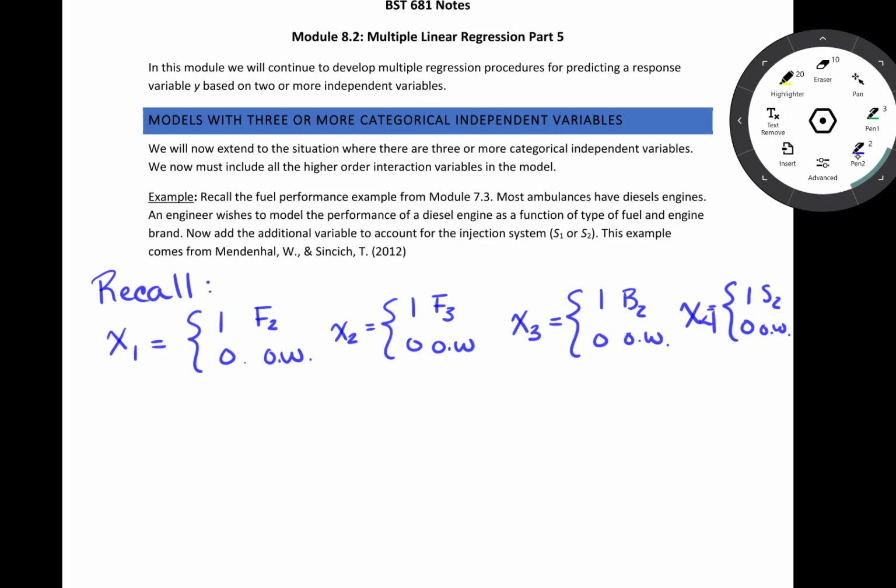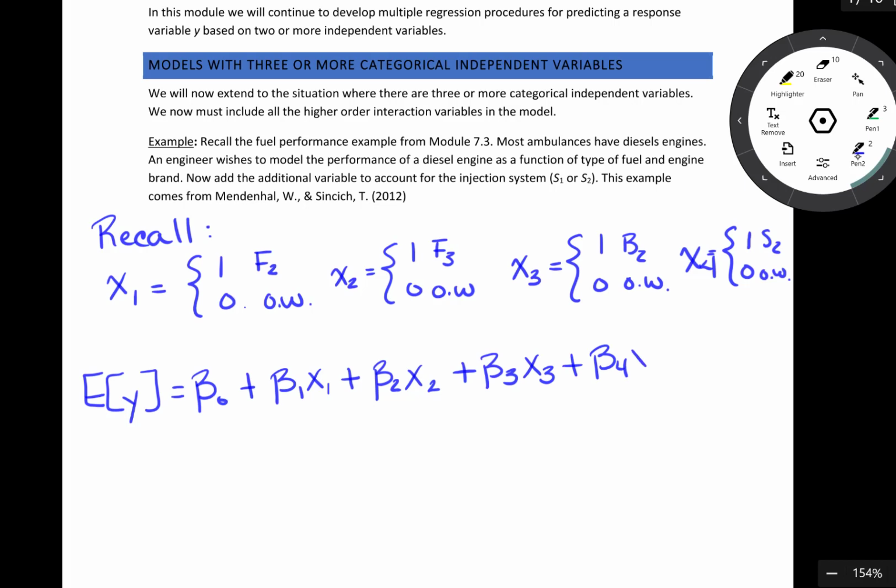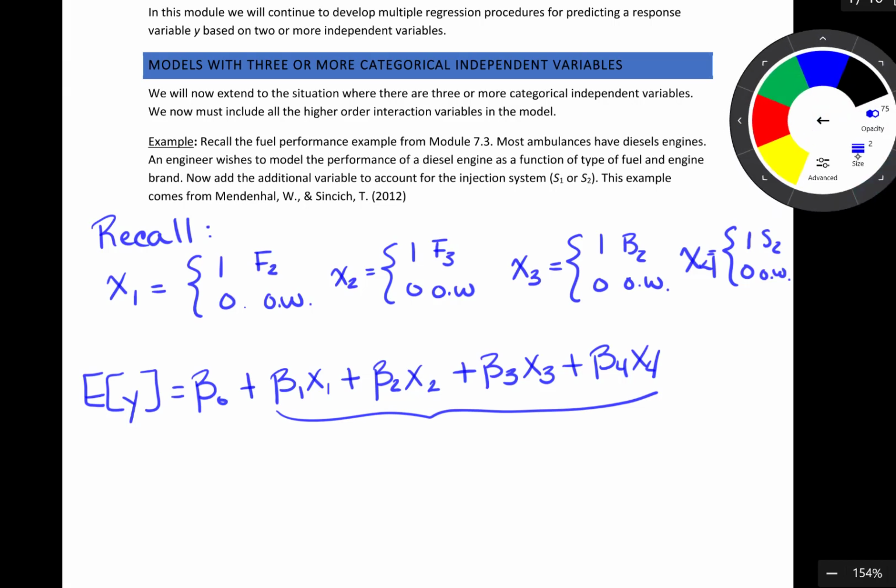All right, so let's look at how we could set up a model using these three categorical independent variables. So we're going to start out by writing our model in terms of the expected value of y. And as always, we're always going to start out with the intercept. Now, the next thing I'm going to do is I'm going to add in all of the main effects. So the main effects are going to be the ones that deal with each of the dummy variables up above. All right, so these again, these are what we call our main effects.